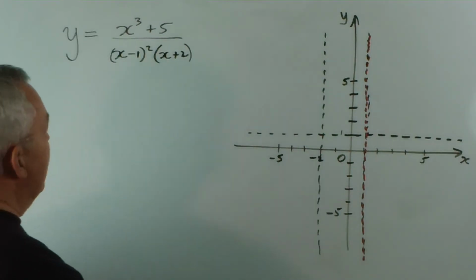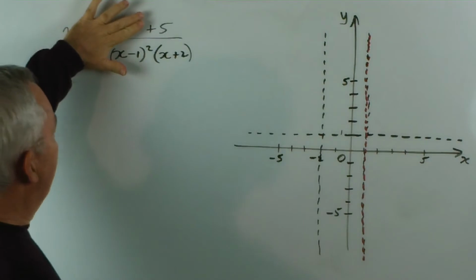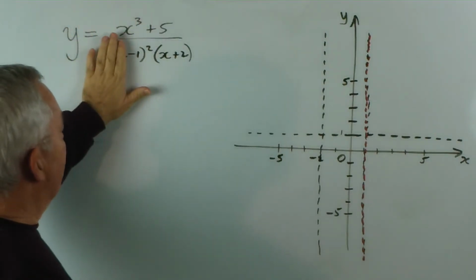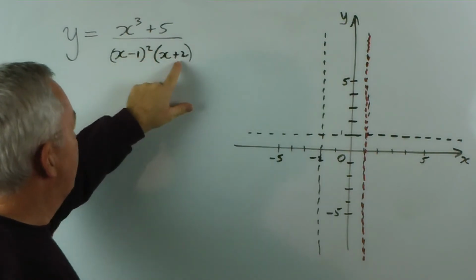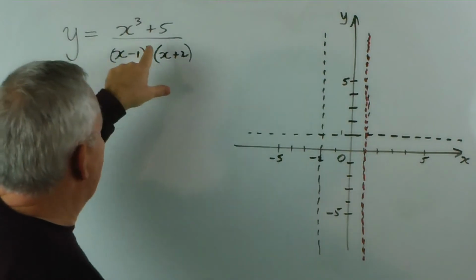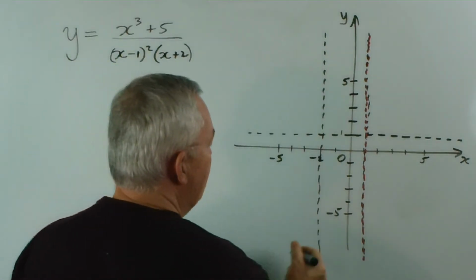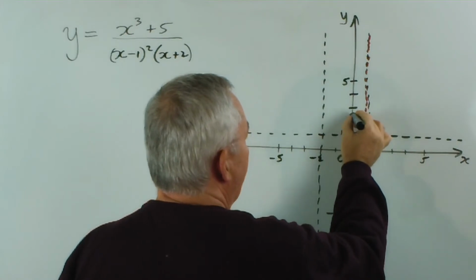Let's find the intercepts. If x is 0, we get a 5 on the top. We get -1 squared, which is just 1, and we get 2. So 1 times 2 is 2. 5 divided by 2 is 2.5. So y will equal 2.5 when x is 0. So x equals 0, y equals 2.5.